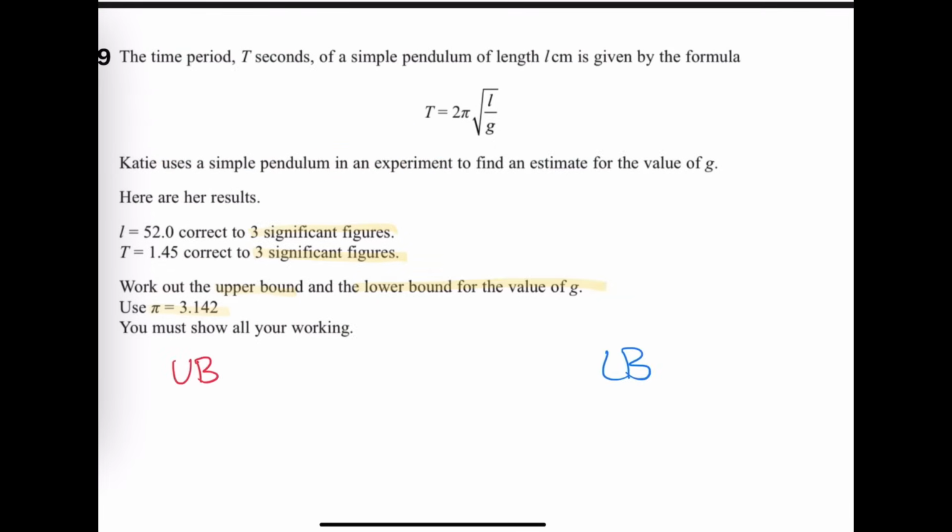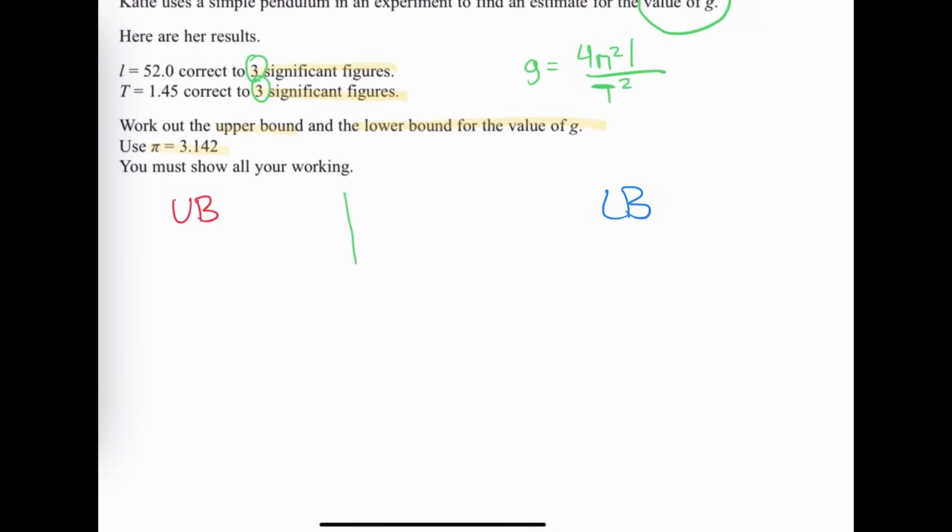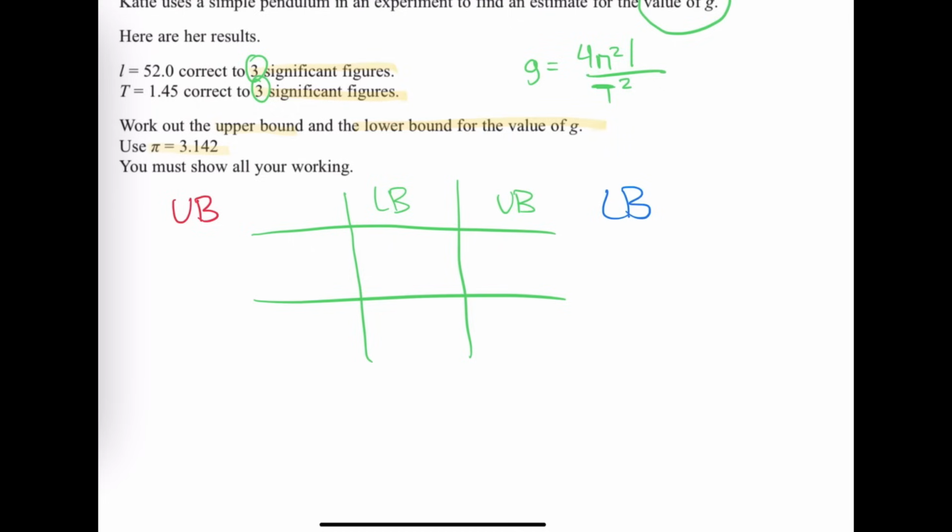So the first thing we are going to do, because we are trying to find the value of g, is make g the subject of the equation. It's going to equal 4 pi squared L over T squared. So we are going to do a table so that we can make it very simple for us to see what the lower bound and the upper bound are for each, for L and for T.